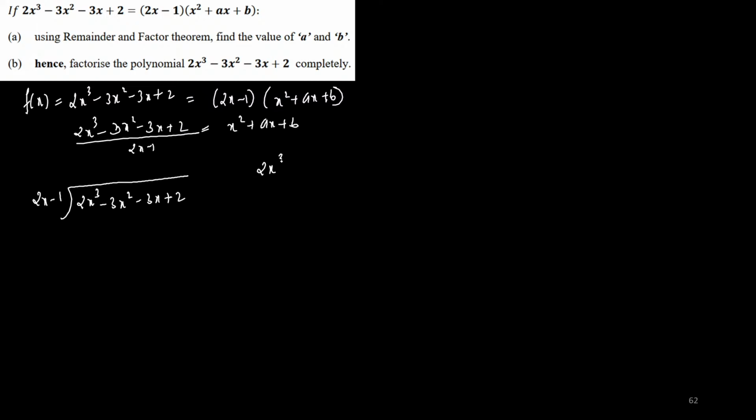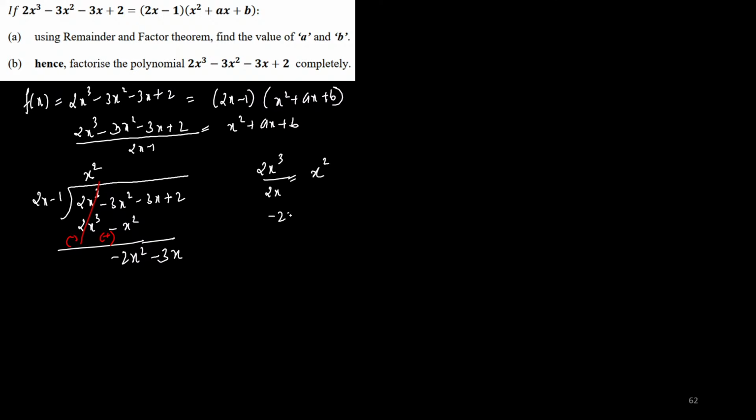So 2x cube divided by 2x, if I do, I'll get x. So x is going to be the first term of the quotient. x into 2x is 2x square, x square here, children. x square into 2x is 2x cube minus x square. So here I'll write minus and plus, so the first terms will get cancelled. Minus 3x square plus 1x square, I'm going to get minus 2x square minus 3x.